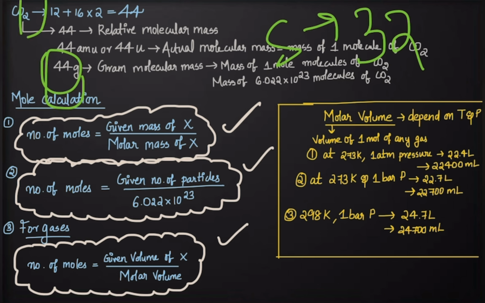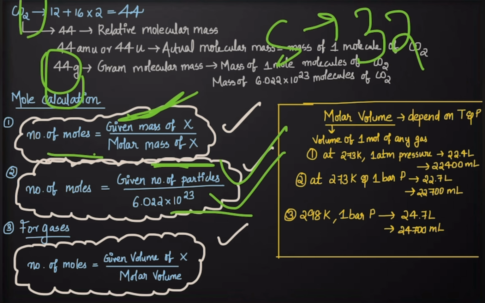Another method for number of moles is the given number of particles divided by 6.022 into 10 raised to 23. If the number of particles is given, we can simply find it by dividing by 6.022 into 10 raised to 23. If the given mass is given, we use the mass equation. If the number of particles is given, we use this equation.